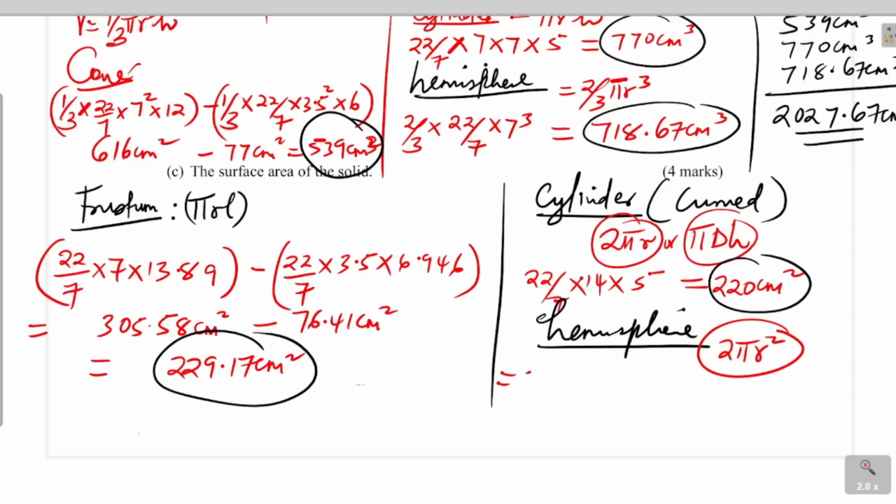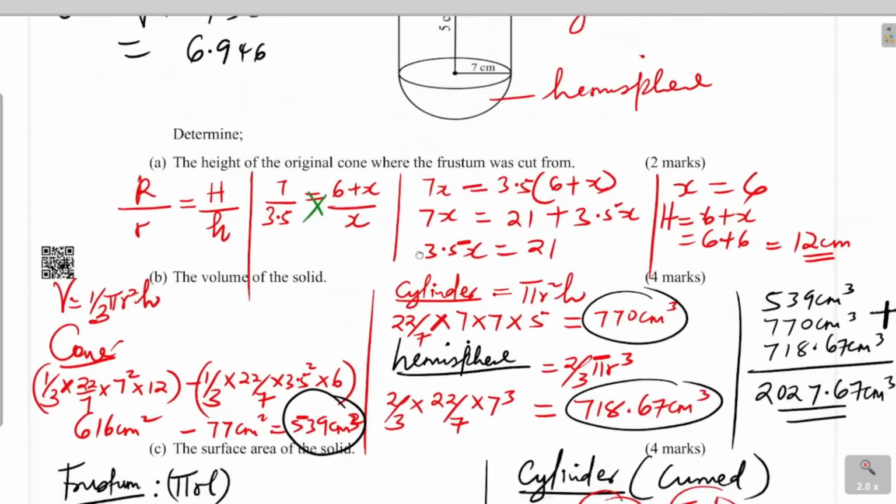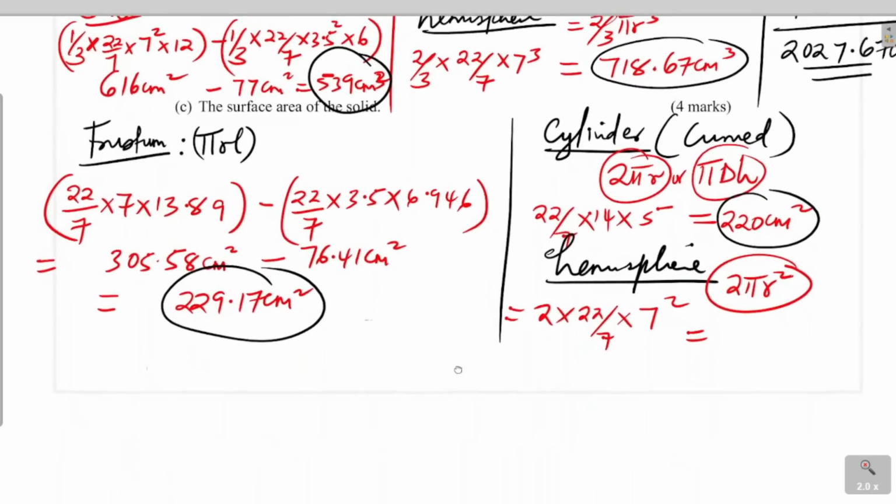So this will be given by 2 times pi, 22 over 7, times the radius of the hemisphere, which is 7, squared. You can see it is 7 here. And when you multiply these, you get 308 centimeters squared.